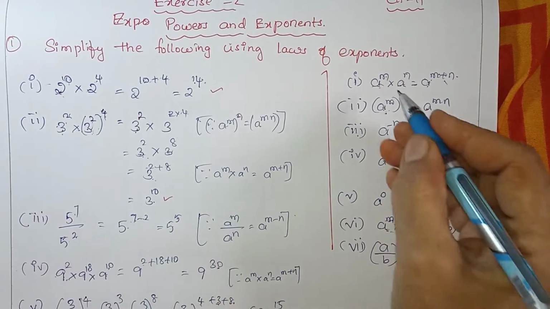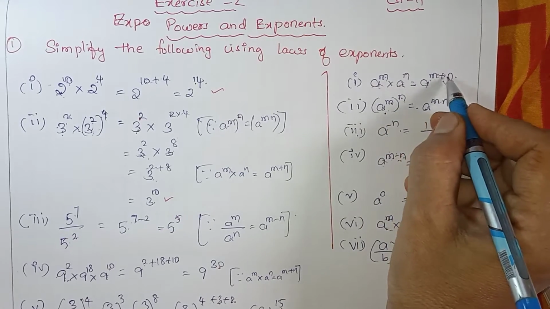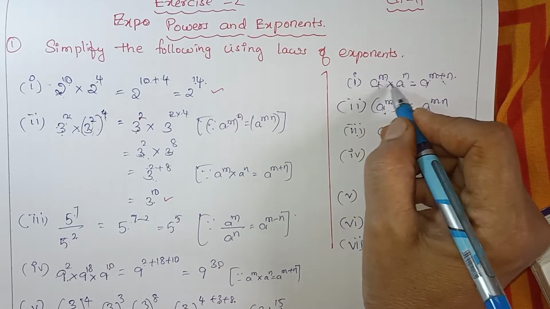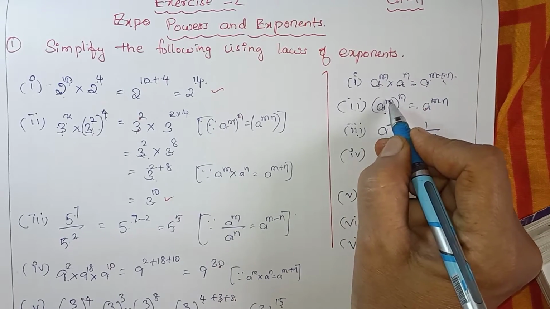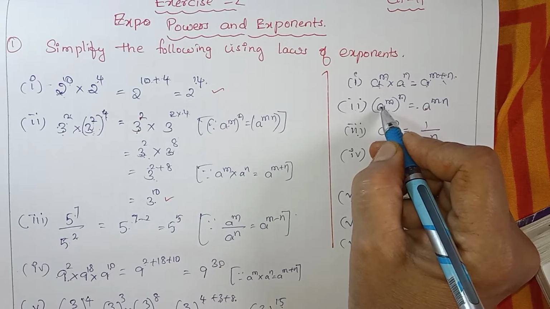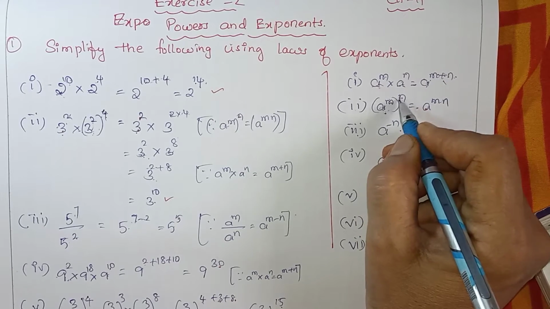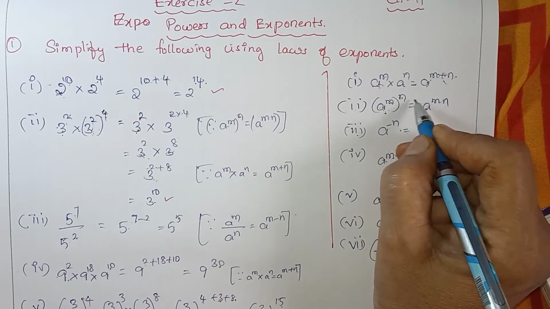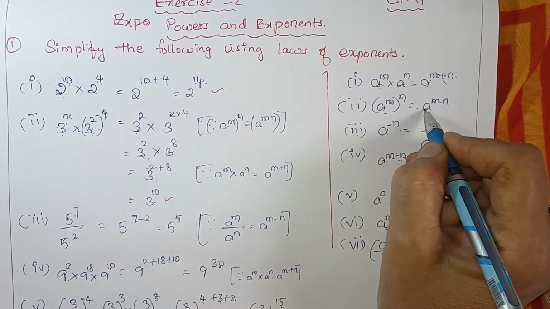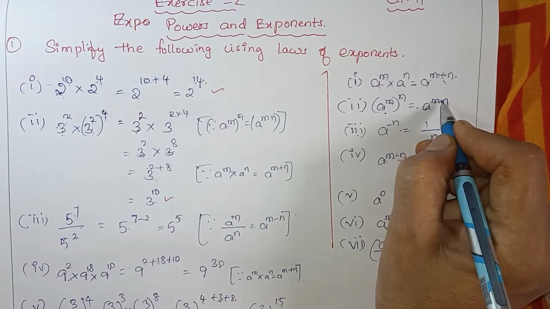Okay. So, first one is a to the power m into a to the power n is equal to a to the power m plus n. When bases are equal, you just add the powers. Okay. Second one, a to the power m whole to the power n. If there are two powers, the power and the whole power, then you have to multiply both the exponents. So the answer will be a to the power m into n. If there is no symbol, it is treated as product. Okay, so a to the power of mn.